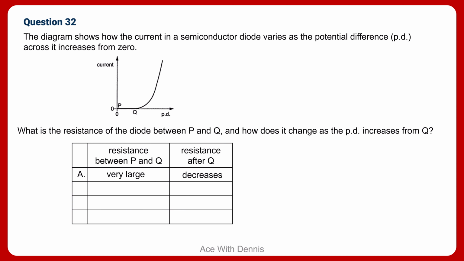A. Resistance between P and Q is very large, and resistance after Q decreases. B. Resistance between P and Q is very large, and the resistance after Q increases. C. Resistance between P and Q is 0, and resistance after Q decreases. D. Resistance between P and Q is 0, and resistance after Q increases.